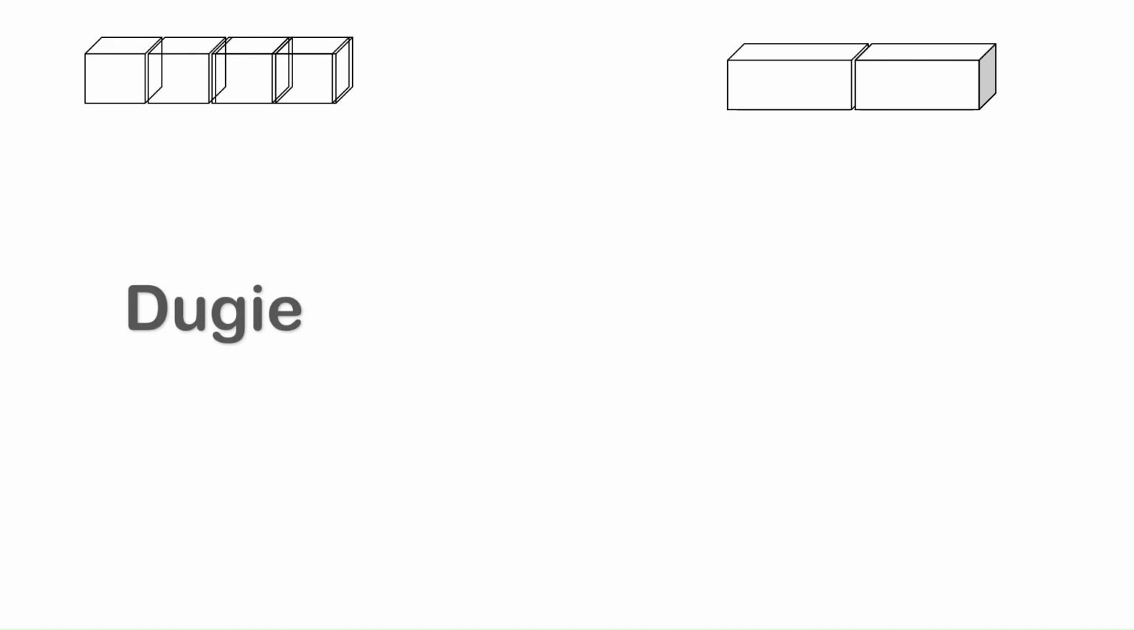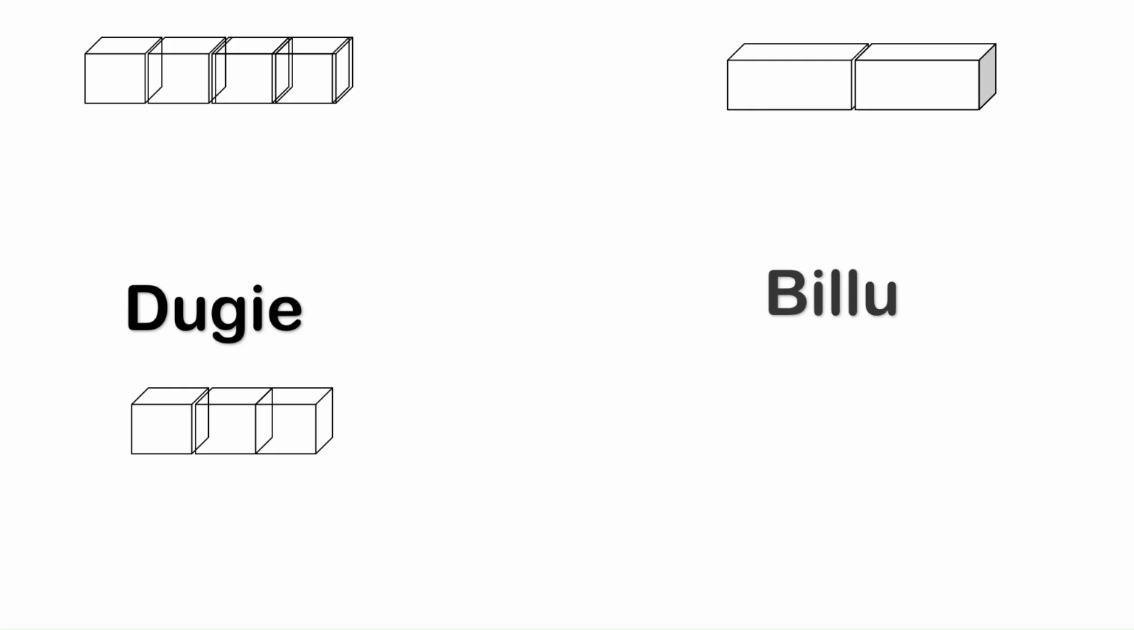Now again look at this chocolate bar which is divided into 4 equal parts. And there is another chocolate bar of same size, but it is divided into two equal parts. Now suppose Doogie got 3 parts from the chocolate bar which was divided into 4 parts. And Billu receives 1 part from the chocolate bar which was divided into 2 parts. Let us go ahead and name these two fractions. The fraction which Doogie has got is 3 upon 4. As the chocolate bar was divided into 4 equal parts, 4 goes as denominator, and she has got 3 parts, so 3 as numerator. Pretty simple, isn't it?